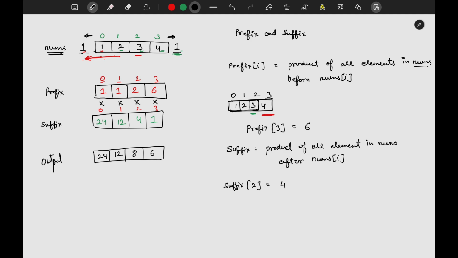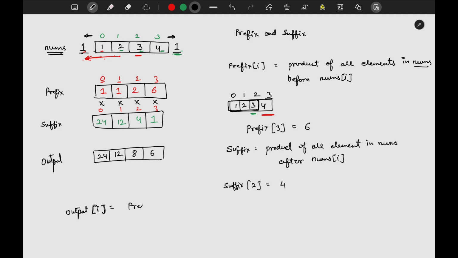Let's look at the concept. What is the actual concept here? If you notice, the prefix of i, we are multiplying with the suffix of i. If we have to find the output of i, we want to avoid nums of i, and we want to multiply all the elements before nums of i, and all the elements after nums of i.